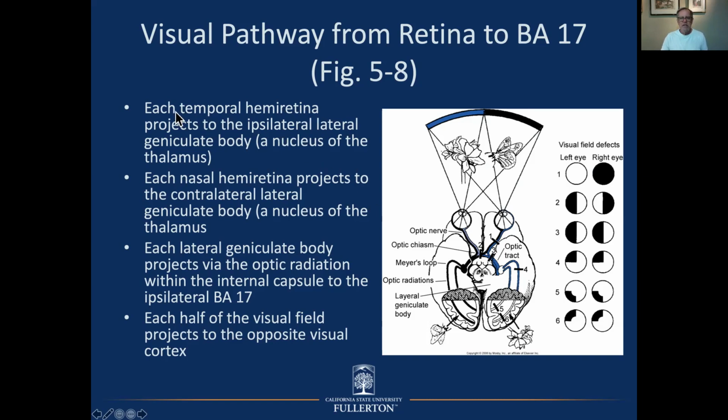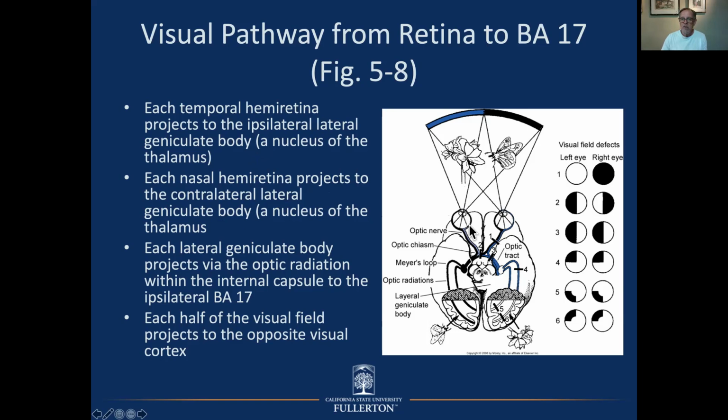So that's what this first point makes, is that each lateral hemiretina projects to the ipsilateral. Let's go over here. Now, here is a lateral hemiretina of the other eye, and it's projecting to the ipsilateral lateral geniculate body. Okay, so that's point number one. Point number two, each nasal hemiretina projects to the contralateral geniculate body. In other words, there's a crossing. Now let's see how that works here.